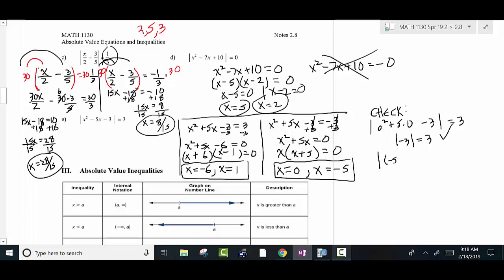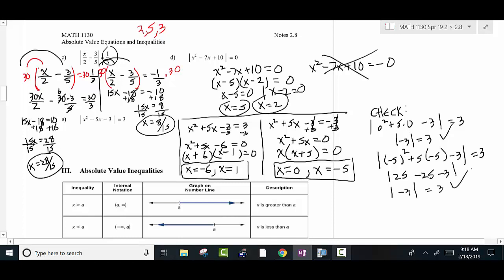So you'll have negative 5 squared plus 5 times negative 5 minus 3. And we'll see if that's equal to 3. Okay, so that would be 25. That's going to work also. 25 minus 25 minus 3. So that's absolute value of negative 3, so it's 3. Okay, so everything checks. There's going to be instances sometimes when something won't check, so it's worth going through and looking at when you're solving these equations. Okay, so that's absolute value equation.